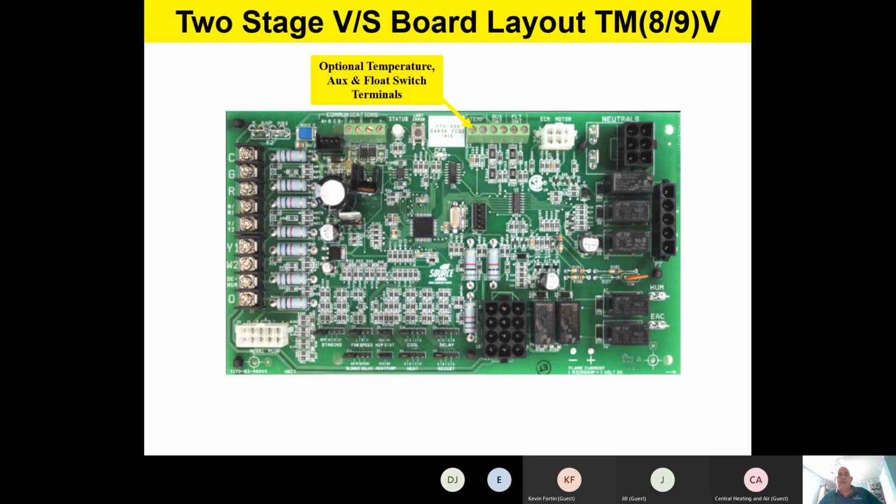Now, team, if you've got the furnace control set up for communicating, we give you some optional temperature, auxiliary, and float switch terminals. You'll notice that there's another green block right there, and those terminals are for auxiliary or optional temperature, auxiliary, and float switch terminals if you have it set up for communicating. If you have it set up for 24 volt, those terminals will not be in effect. This is strictly for a communicating system with optional devices.